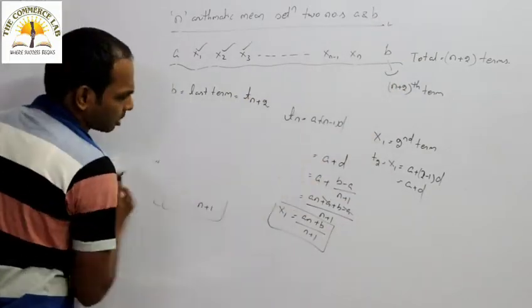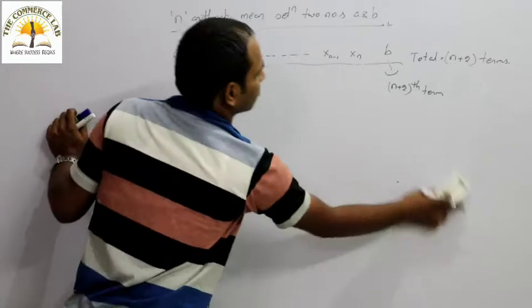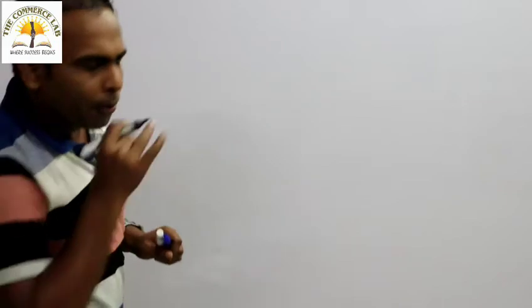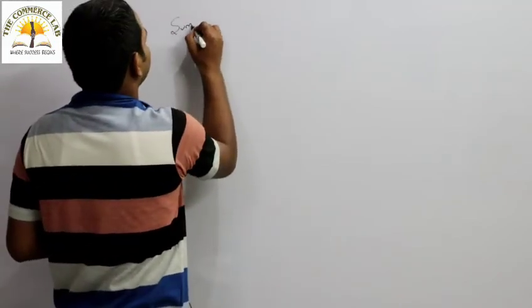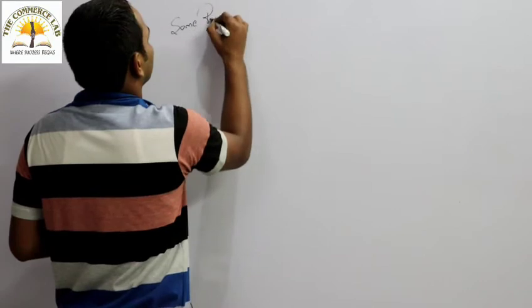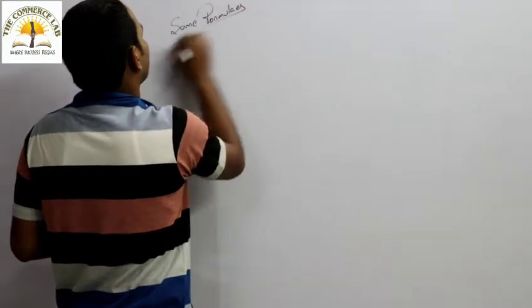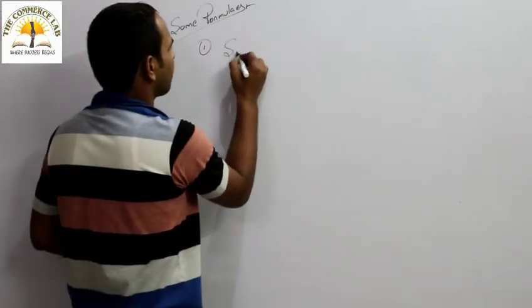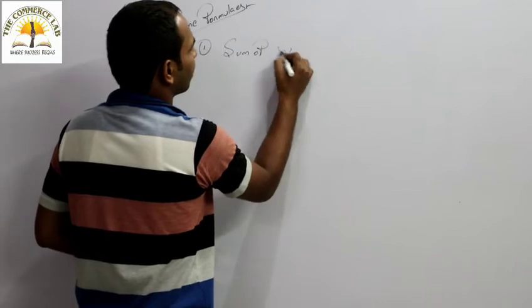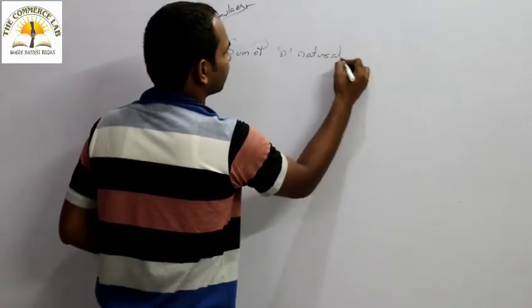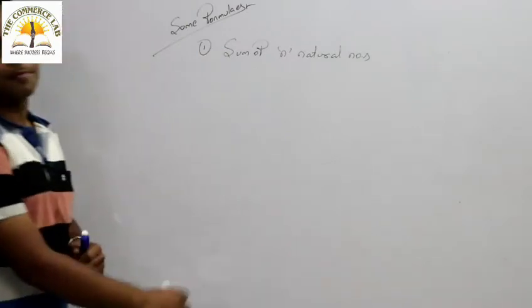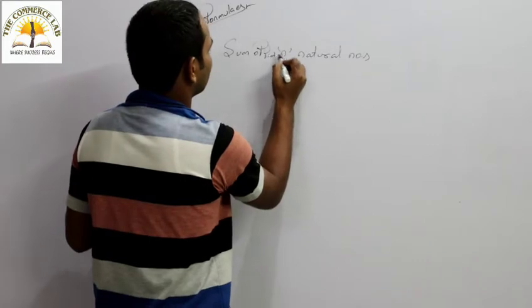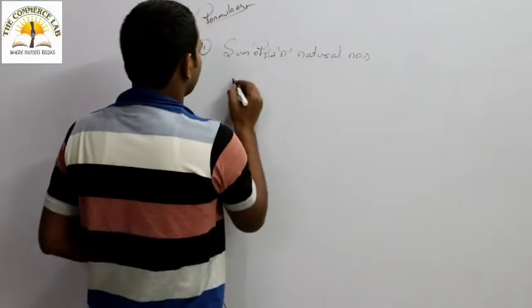Then come for some formulas. Write down some formulas. Sum of n natural numbers. Sum of first n natural numbers.